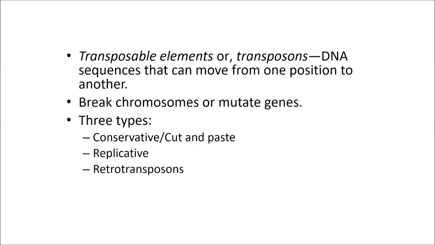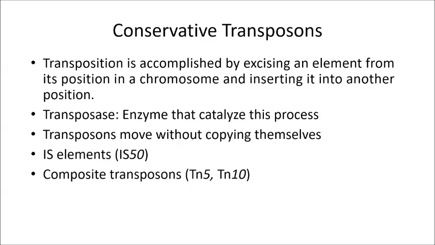There are basically three types of transposons, and most transposons can be classified into one of these categories based on how they transpose. The first one is conservative or non-replicative. Second is replicative transposons, and the third one is retrotransposons. Now let's talk about the first category, the conservative transposons.